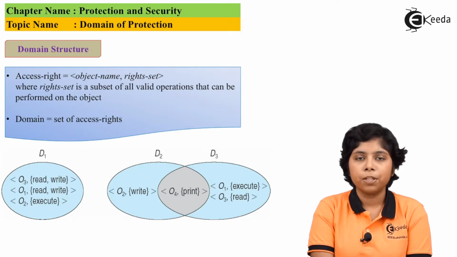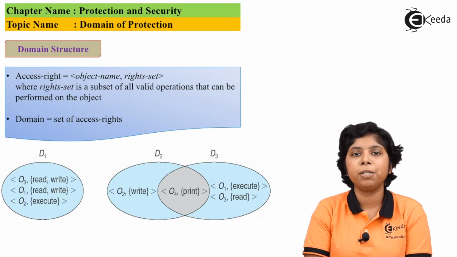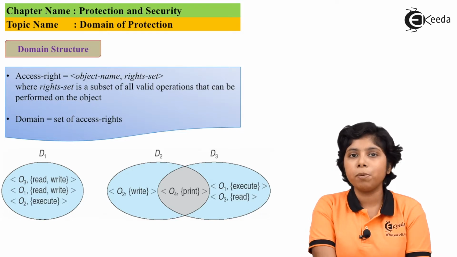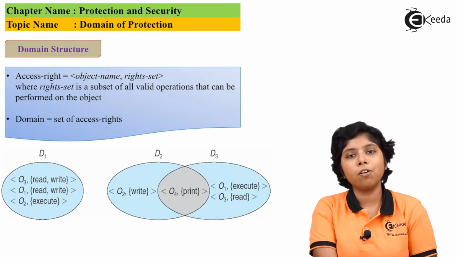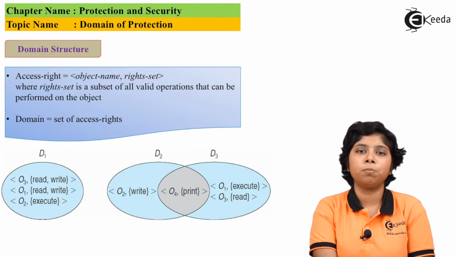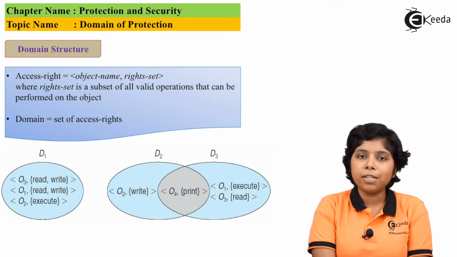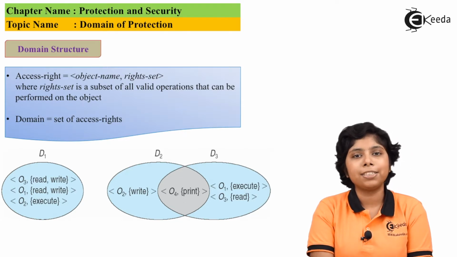So we can say that the write right of the object O4 is shared between these domains D2 and D3. So here we can see that the domain can share access rights on objects. So if a process belongs to either D2 or D3, then it can write object O4 in any of those domains. So the domain structure can be either static or otherwise dynamic.